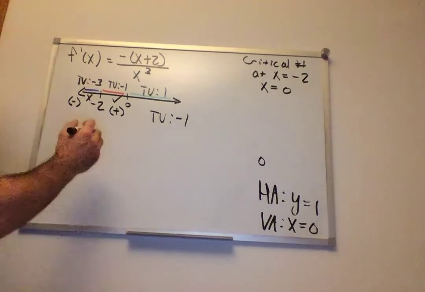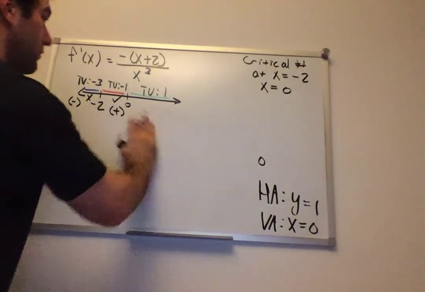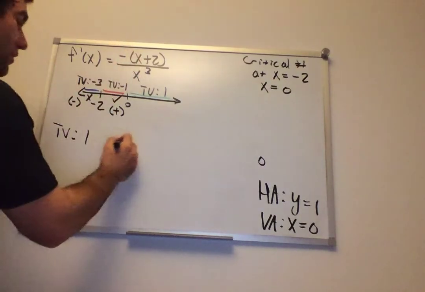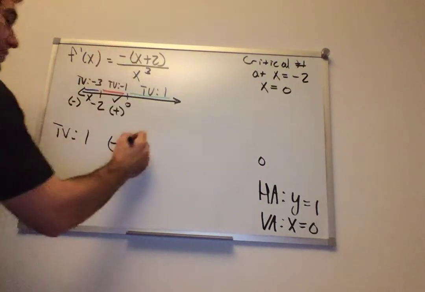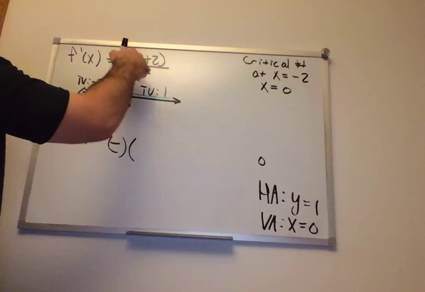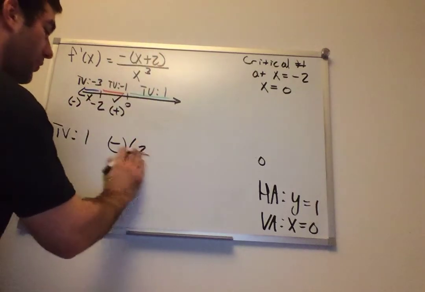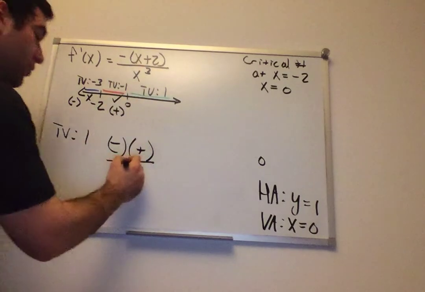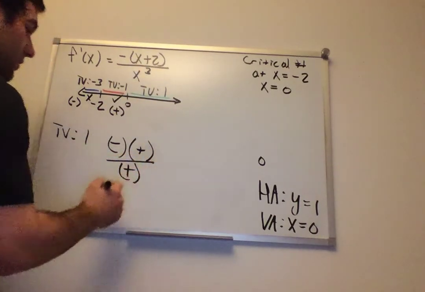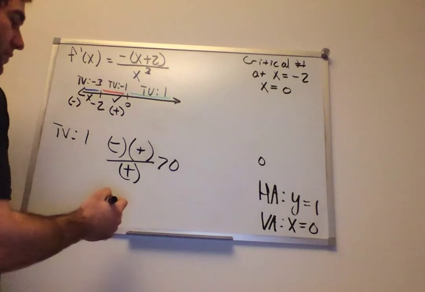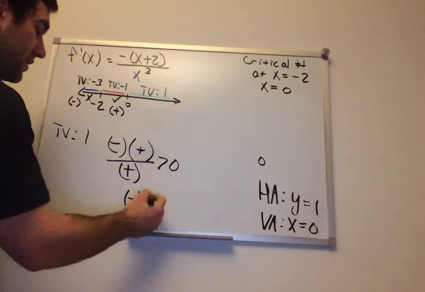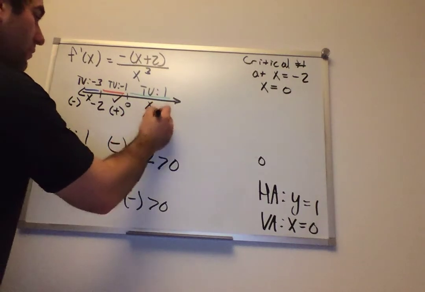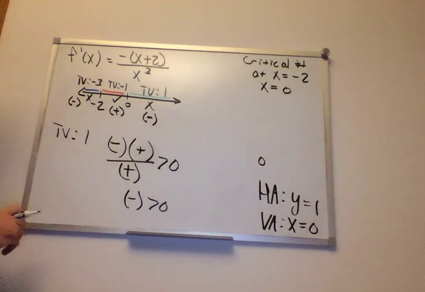Now we got one more test value. Test value of 1. So plug 1 into there. We've got the beginning negative. We've got 1 plus 2, which is 3, which is positive. So that's a positive number. Divided by 1 cubed, is a positive number. Is that greater than 0? Well, no. This is going to turn out to be a negative. So this is not greater than 0, and I'm going to record the sign of that interval.